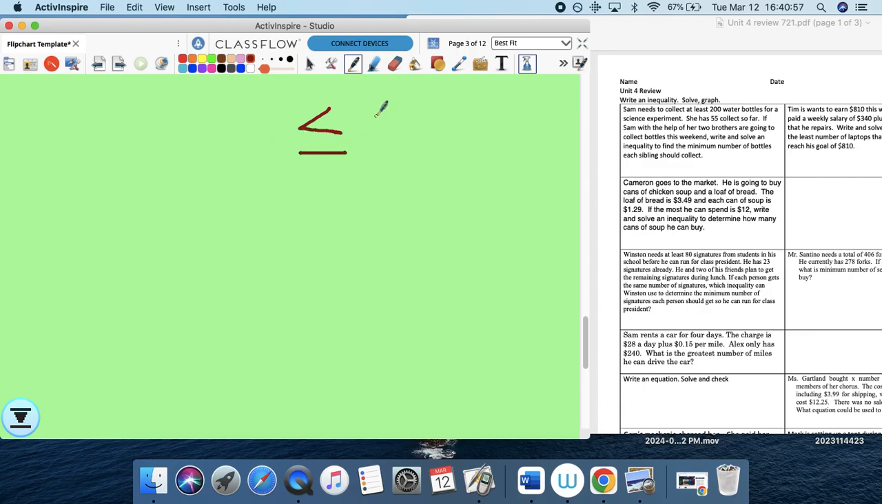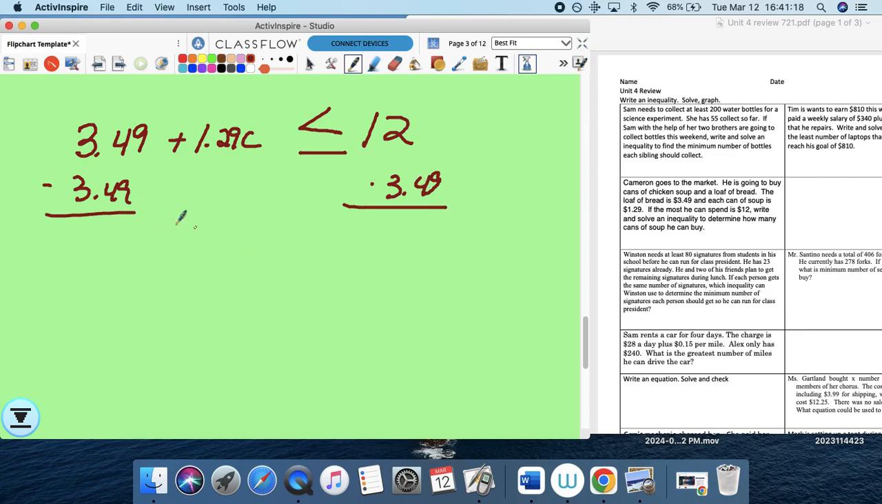The most he has to spend is $12, so it has to be less than or equal to 12. He's buying 1 loaf of bread, and that's our constant. Plus, how much is each can of soup? $1.29, and I'll write C for cans of soup. So minus $3.49, minus $3.49. 1.29C is going to be less or equal to $8.51. So after the loaf of bread, he has $8.51.